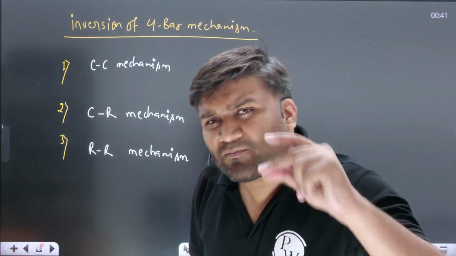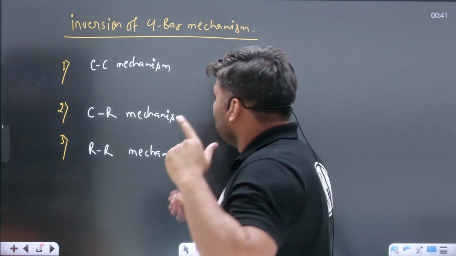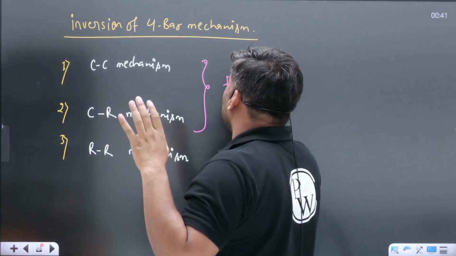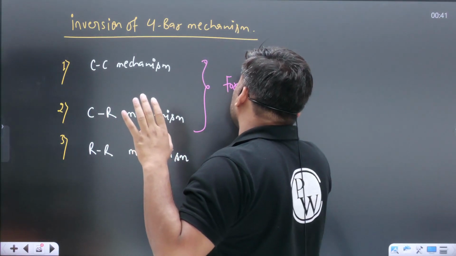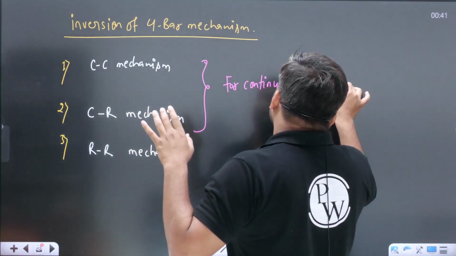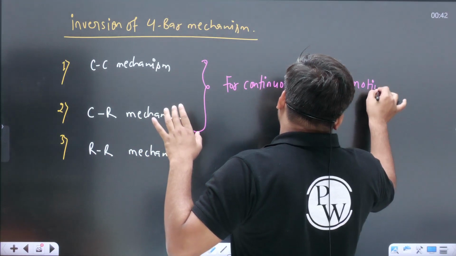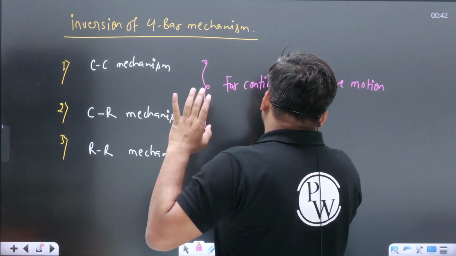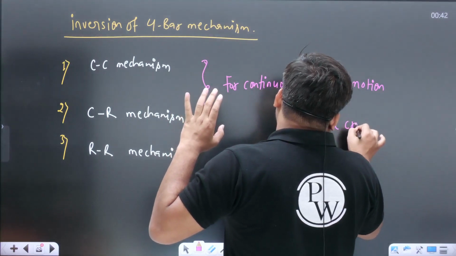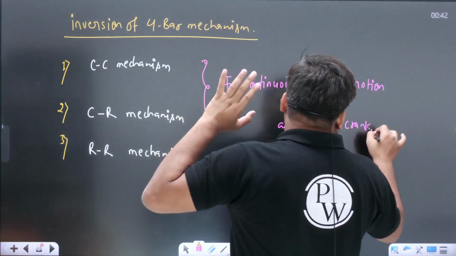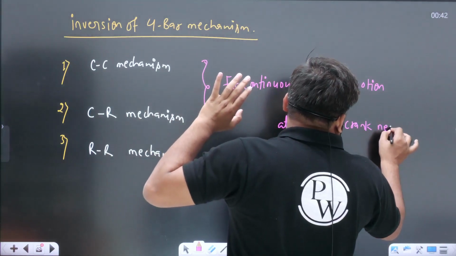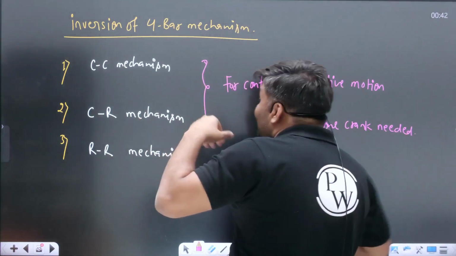Now, if you want to have continuous rotation, if you want to have continuous relative motion, if you want to connect motor, so bhai, at least one crank is needed. Can I write here? For continuous relative motion, at least one crank is needed. Both are crank, I am happy. But at least one crank is needed. Why? For continuous relative motion.